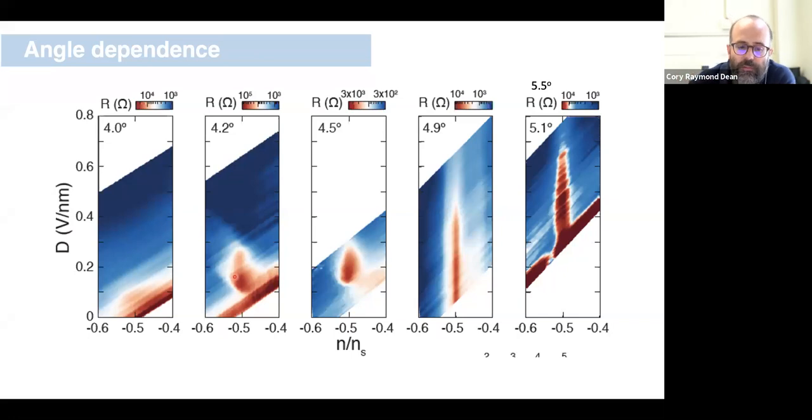But the range of displacement field over which that half filling peak spans varies as a function of twist angle. At 5 degrees, it spans a much larger range of D, for example, than at low twist angle. At even lower twist angle, it seems that we would only see this half filling Mott gap at near zero displacement field, and any displacement field would probably kill that gap.